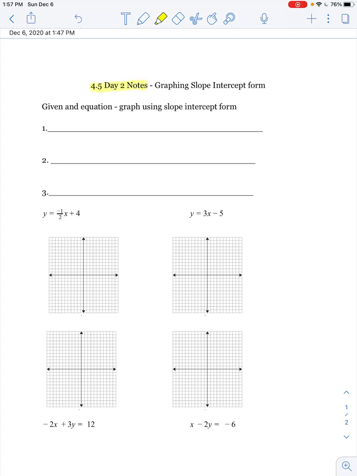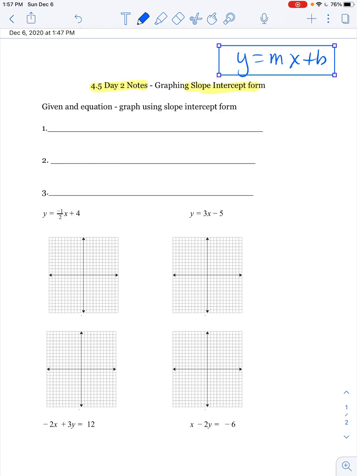Alrighty, friends, here you go. We are going to look at 4-5 day 2. We're still going to be getting equations into that slope-intercept form that we talked about earlier. But now once we get that form, we're not just going to be saying what the slope and intercept are. We're going to be graphing them.